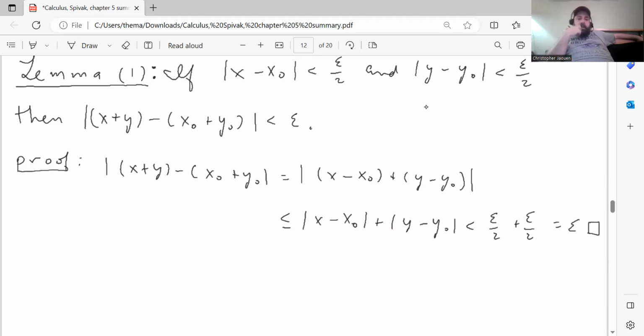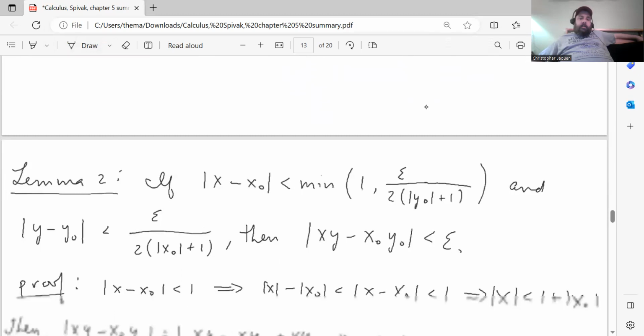So here, if you take absolute value x plus y minus, in parentheses, x0 plus y0. I just realized I'm missing a parentheses here. There should be an extra parentheses. And if you just rearrange things there, that's the same thing as absolute value of x minus x0 plus y minus y0. And by the triangle inequality, that's less than or equal to absolute value of x minus x0 plus absolute value y minus y0. And both of those are less than epsilon over 2, so you get less than epsilon over 2 plus epsilon over 2, which obviously is epsilon, so that proves the lemma.